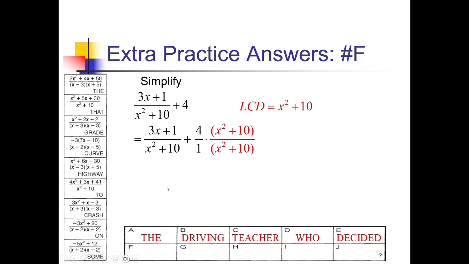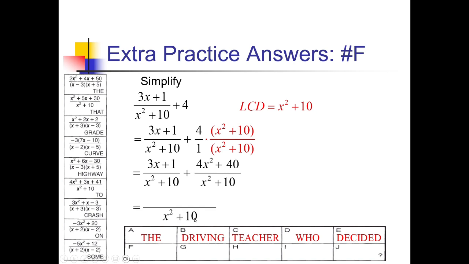Bring down that first fraction, no changes. Next one, let's distribute that 4. So that's 4x squared plus 40 all over x squared plus 10. So let's combine these to have a single common denominator of x squared plus 10. And now we've got a 4x squared, 3x, that doesn't combine with anything either. The only thing that ends up combining is the 1 and the 40 for 41.